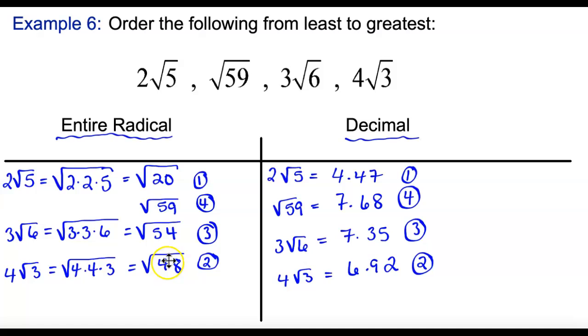So that tells me then that I know the final answer, if I could just write a concluding statement from least to greatest, would be 2 times the square root of 5, and then 4 times the square root of 3, and then 3 times the square root of 6, and finally the square root of 59. And that's in order from least to greatest.